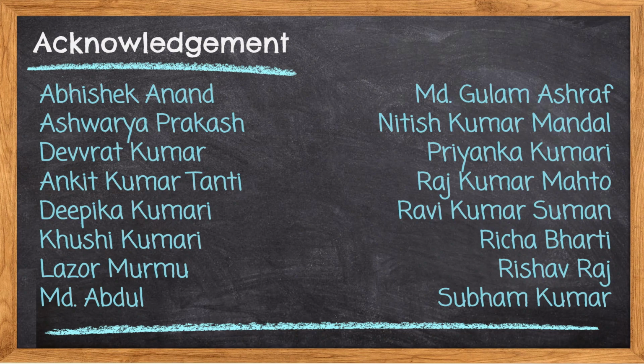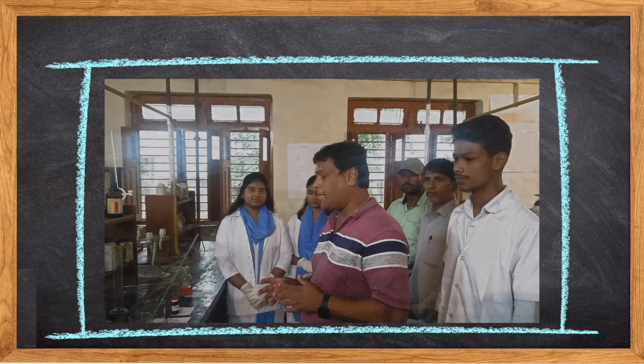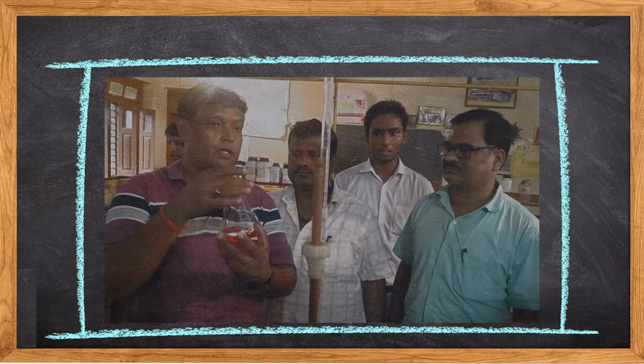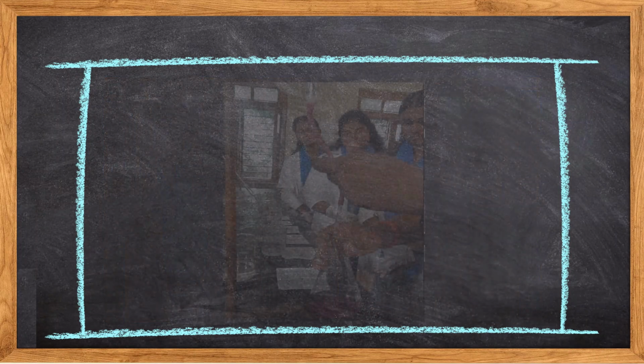Now, what are the observation table contents? In the observation table, number one is the observation number. Number two is the volume of mixed alkali solution in ml and burette reading of 0.2 normal HCl solution in ml. And we have used phenolphthalein as an indicator and methyl orange as an indicator. Now, we have conducted 4 to 5 readings, repeated the experiment, and we got the concurrent reading.